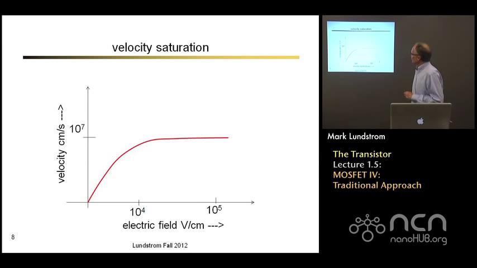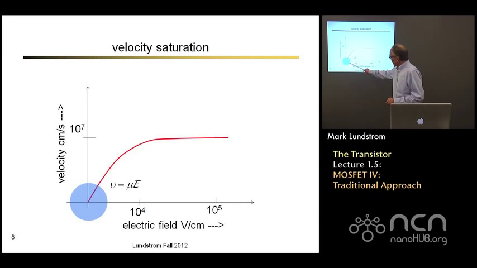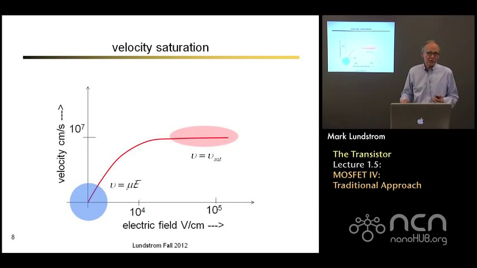So this is where traditionally we'll bring in velocity saturation. If I have a large chunk of silicon and I apply a very high electric field, the velocity will no longer be proportional to the electric field. It will saturate as I get more and more scattering, and it will saturate at about 10 to the 7th centimeters per second. So under high drain bias, the question is, are we in the region where the velocity is proportional to the electric field, or are we in the region where the velocity is independent of electric field?